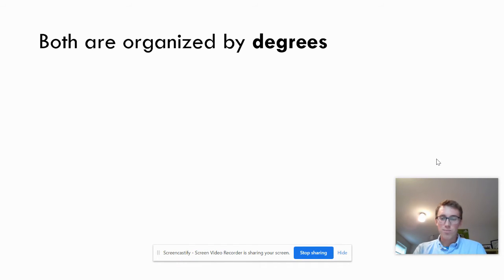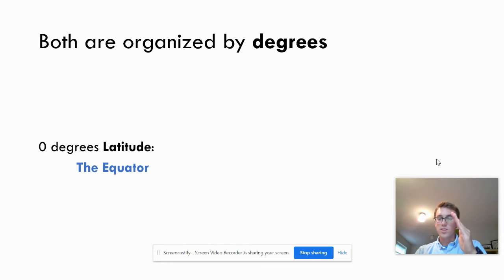They're both organized by degrees. I'm not sure why. That's just what we say. So 0 degrees is the equator, right in the middle. Now, just like a graph in math, you can go up into positive territory or down into negative territory. So if you move south from the equator, you're looking at negative.